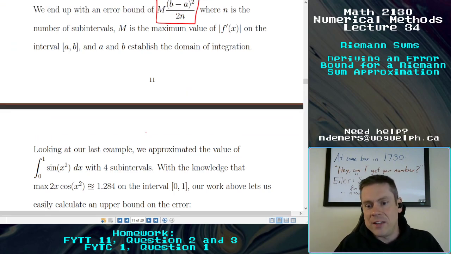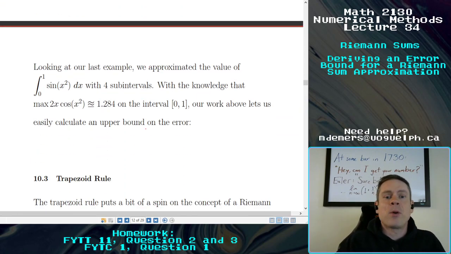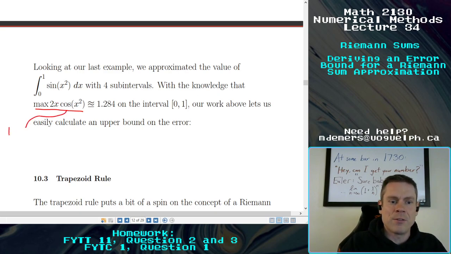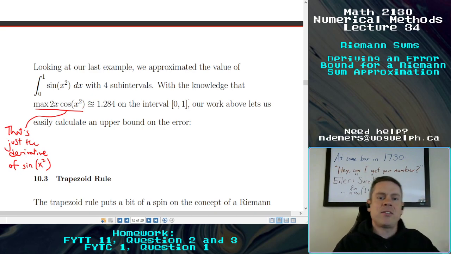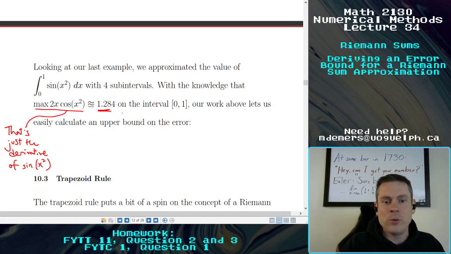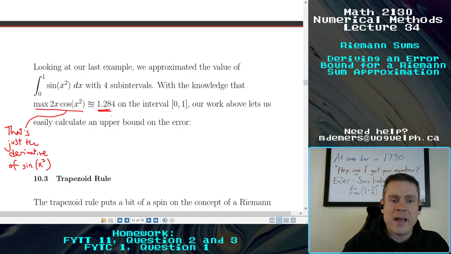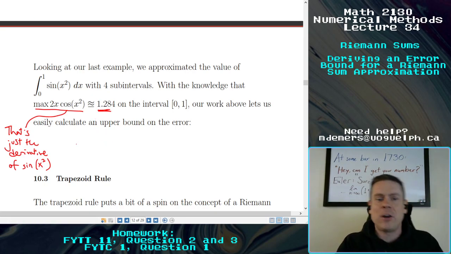And we're just going to apply that to the example we did with the sine of x squared. We approximated the value of the integral from 0 to 1 of sine of x squared dx with 4 subintervals, with the knowledge that the max of that function, 2x cos of x squared, that's just the derivative of sine of x squared, of course. Think of the chain rule: 2x cos x squared. The maximum of that number on the interval 0, 1 is about 1.284. So we have a way of calculating an upper bound, a worst case scenario for the error.